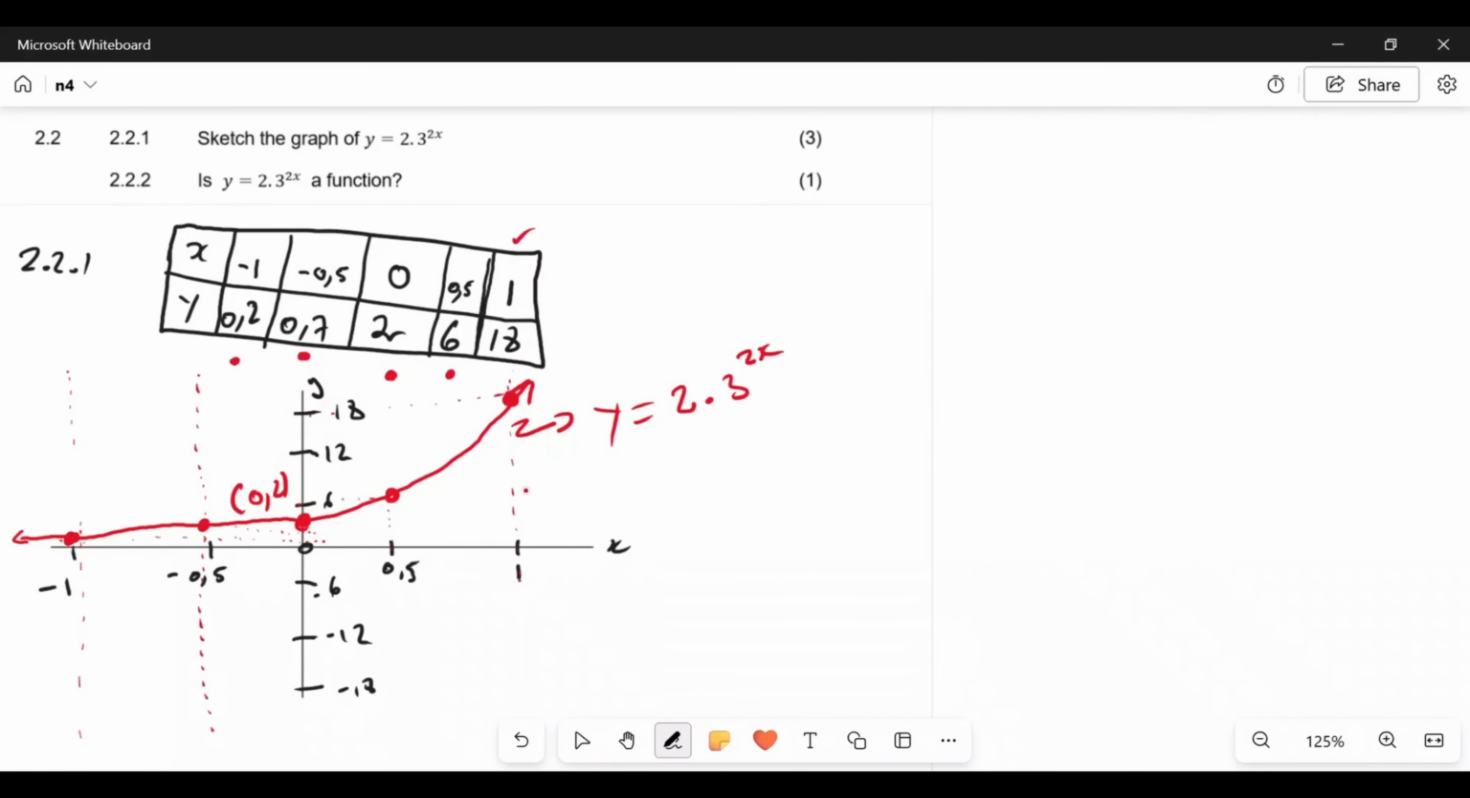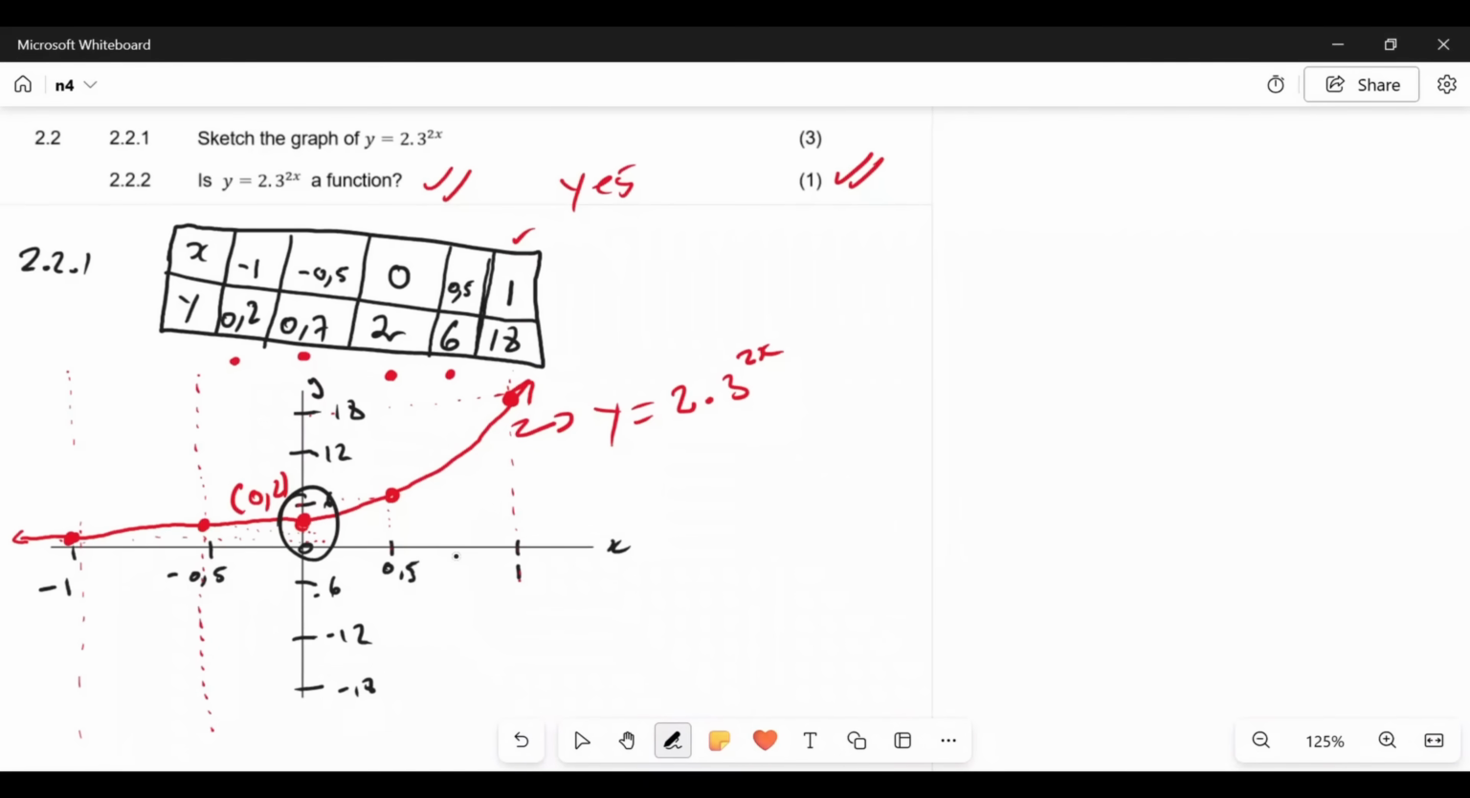Let's look at 2.2.2. Now, 2.2.2, it's 1 mark. They are asking this question here. Is y equal to 2 multiplied by 3 to the power of 2x a function? Now, the answer here is yes, it is a function. How do you know? There is one method that you can use to find out.